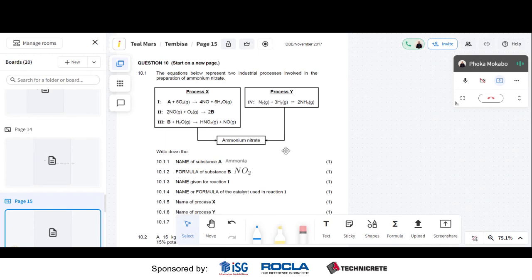Then the name given for reaction I. Once again, this is just theory work. It is the catalytic oxidation of ammonia.